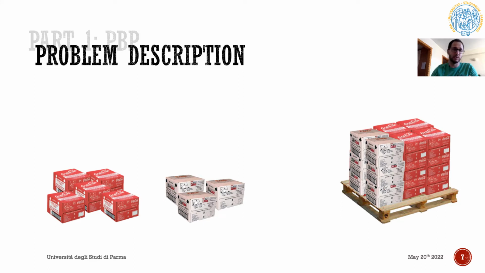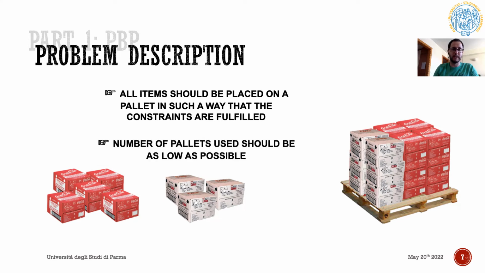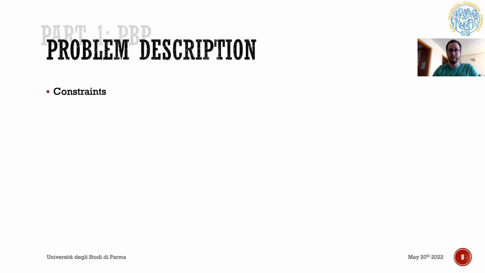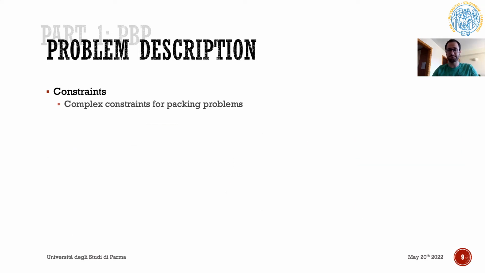In most cases, we don't know the answer, but we have the conditions to do that, which are that all items should be placed on a pallet in such a way that the constraints are fulfilled and the number of pallets used should be as low as possible. So the key is to understand the constraints of the problem, okay? So let's do that. The first constraints regard the basic ones, and we address 3 of them. No overlap, items delimited by a space and rotations.